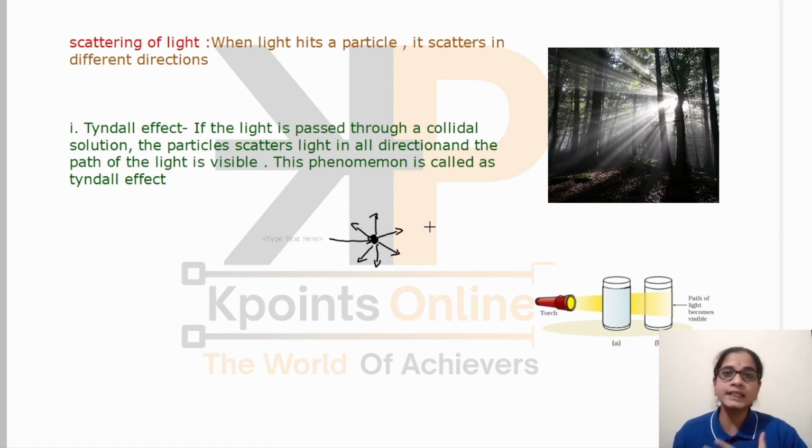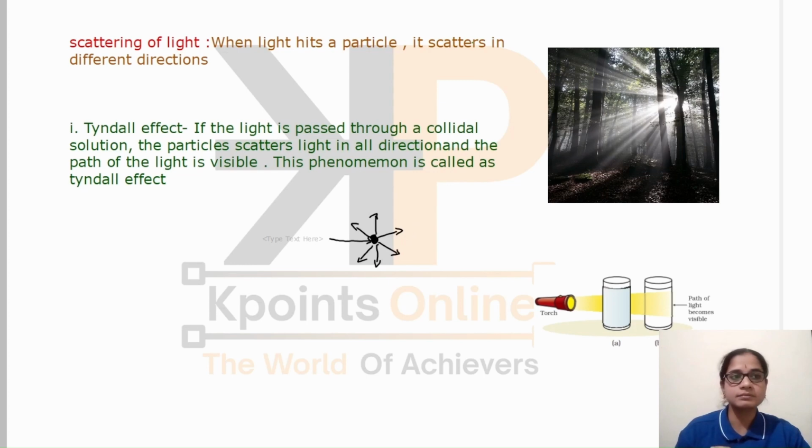And we can see many examples of this scattering of light. The very well-known example is the Tyndall effect, which you have studied in grade 9. What did you learn there? When the light is passed through a colloidal solution, the particles present in the colloidal solution will scatter the light in different directions, and because of that the path of the light is visible, and this phenomenon is called the Tyndall effect.